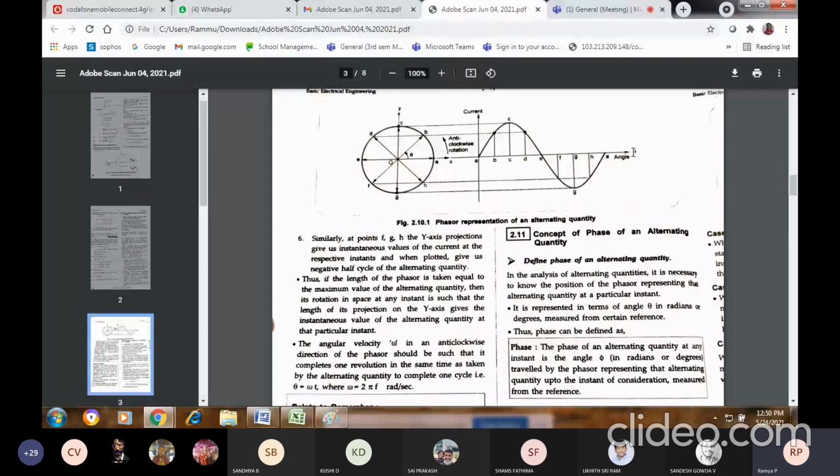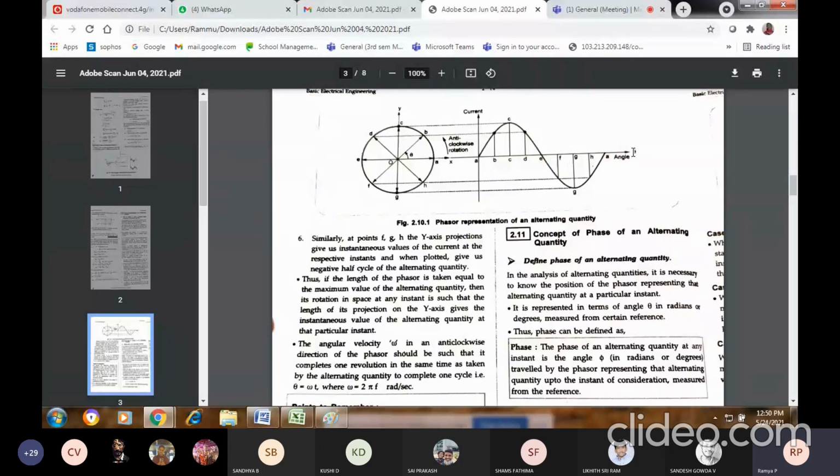The next concept is what you have to understand: phasor representation. How are we going to represent an alternating quantity which is shown in a sinusoidal wave? That we are converting back to a phasor representation. Now we are going to understand what you mean by phase. What do you mean by phase of an alternating quantity?